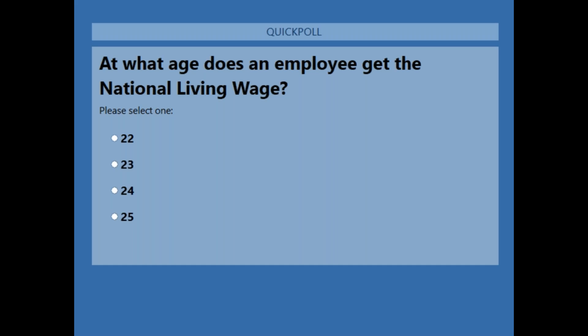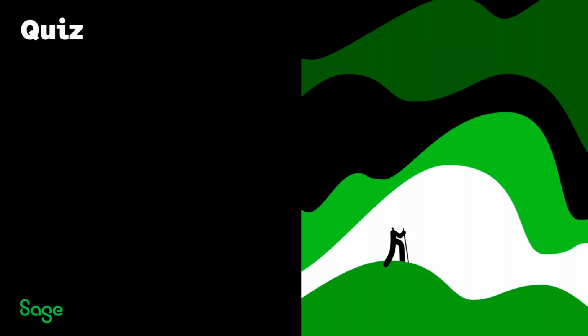So currently, at what age does an employee get national living wage? This is due to change from April 2024. And it did change fairly recently, changed from one age to another. So do they get national living wage at 22, 23, 24, or 25 years old? Okay, so we've had about a minute for that question. I'm going to close the poll and let's see who was right.